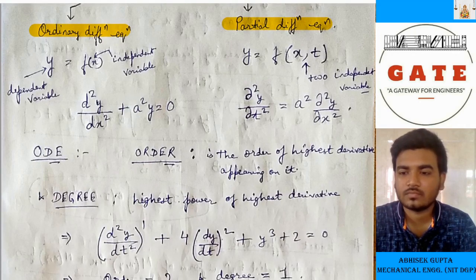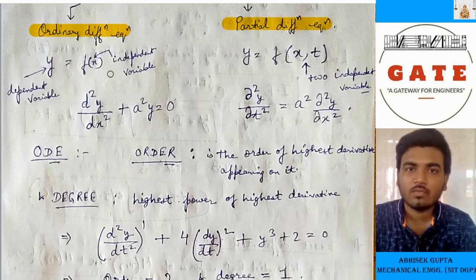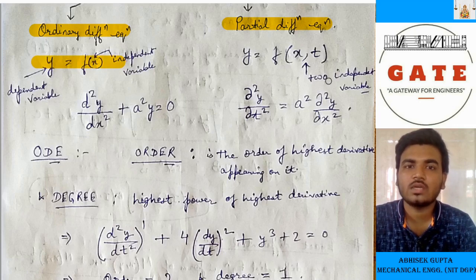Now see, y equal to f(x). Here y is the dependent variable and x is the independent variable. Means the value of y depends on the value of x. So y is a function of x. And in a partial differential equation, y is a function of two or more variables. Here there are two independent variables x and t and one dependent variable, that is y.